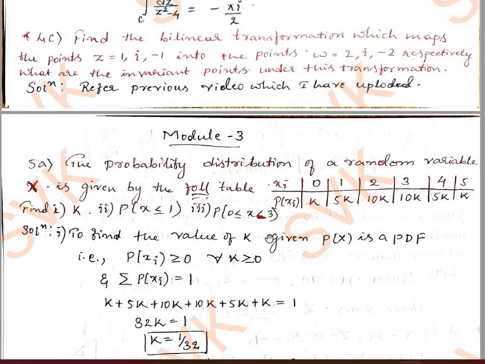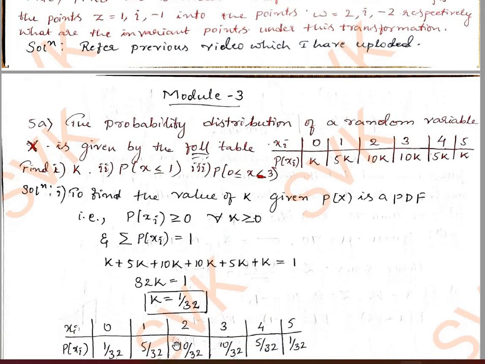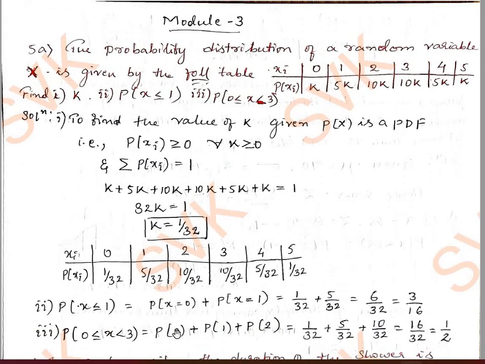To find the value of k, as the given function is a PDF, it should satisfy that probability of xi is greater than or equal to 0 for all xi, and summation p of xi should be equal to 1. So adding all the probabilities of x, we are going to get k value as 1 over 32. Substituting this in the table, we got these new values in the table.